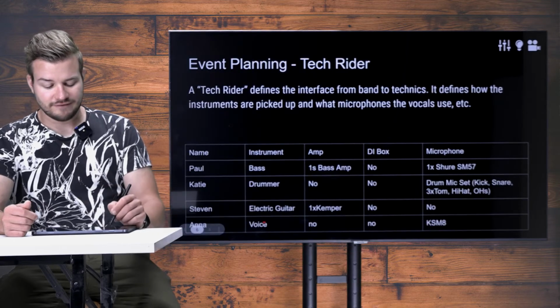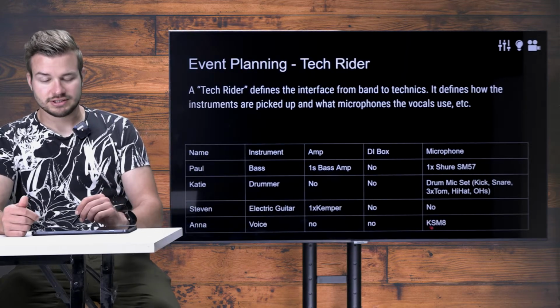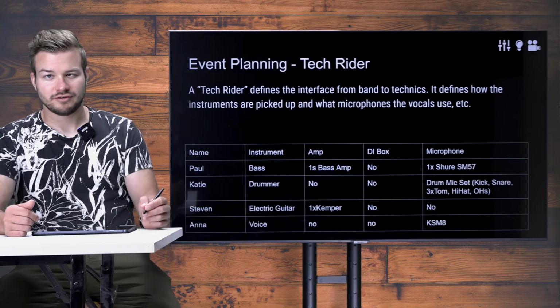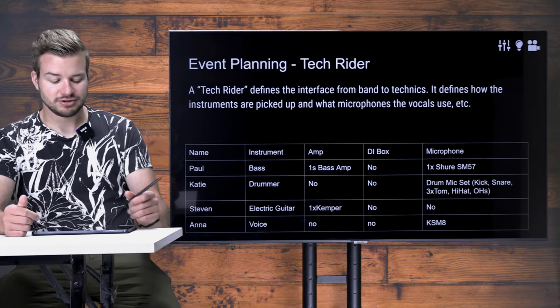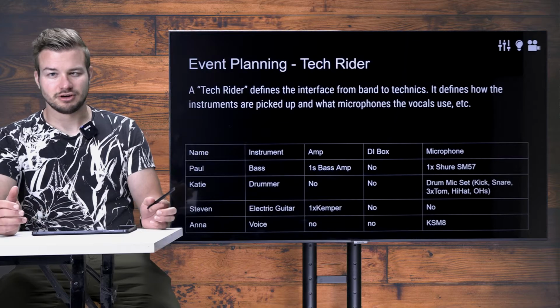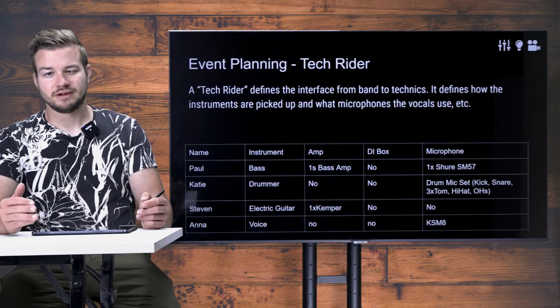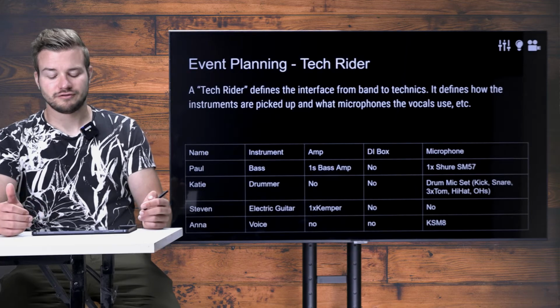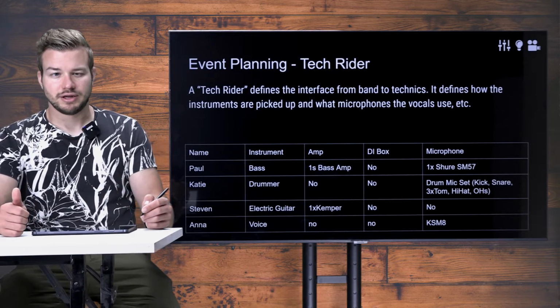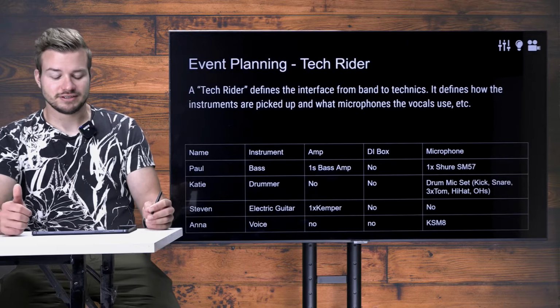Anna, she is a vocalist, so here it's just important what type of microphone she is using for singing, so you can bring these microphones. Normally band members don't bring their own microphones, except if they're professional or very picky on what microphone it is, you can ask them to bring their own microphone because you might not have it in store.